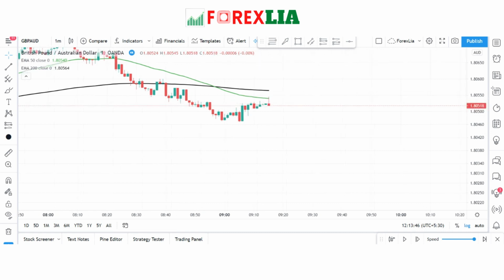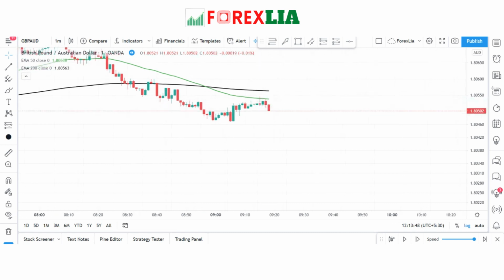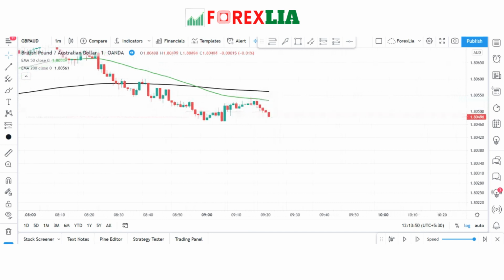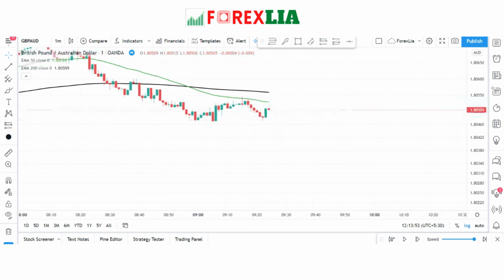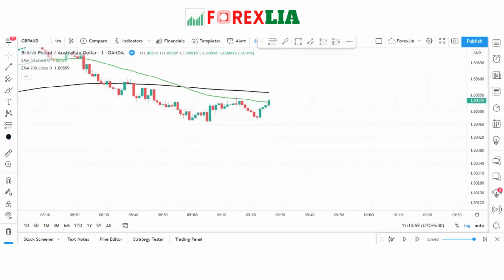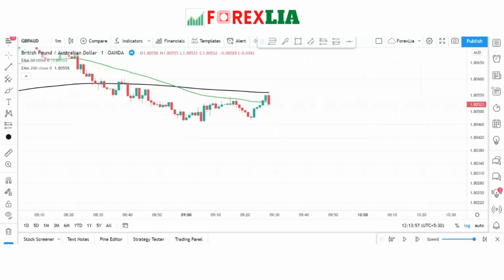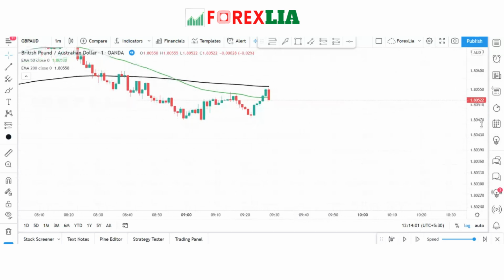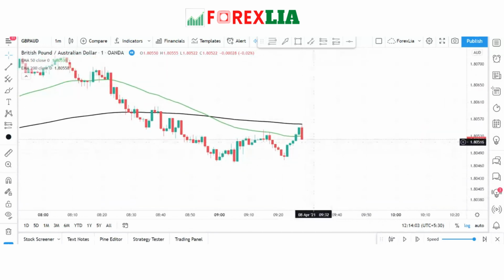The 200 EMA is only the trend confirmation EMA. If the 200 EMA is above the 50 EMA, it means a bearish trend. Now here is the indicator sell signal confirmation. We place a sell trade here.